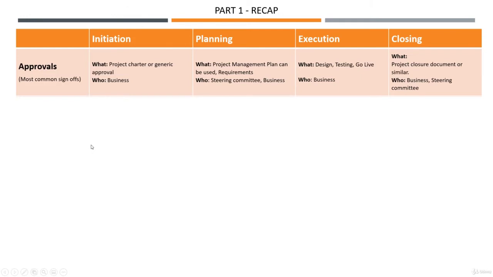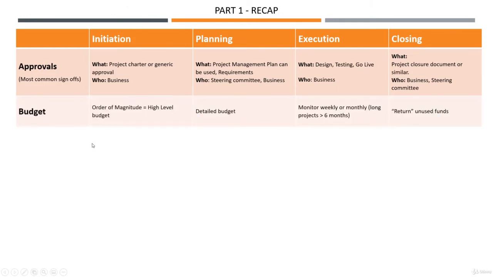The others, we've seen them. The budget. During initiation, an order of magnitude is sufficient, which is a high-level budget. In planning, we go more detailed. We go as detailed as we can to avoid any surprises during execution. And then during execution, we just monitor weekly, monthly. For a very long project, you don't want to do this weekly, but sometimes you're not given a choice of how often you do that.